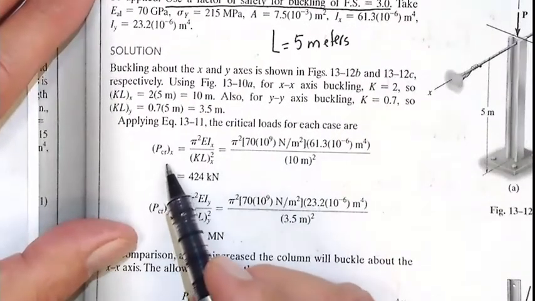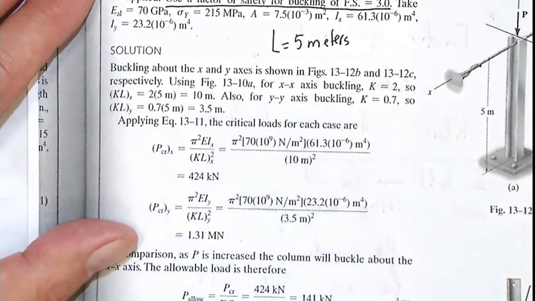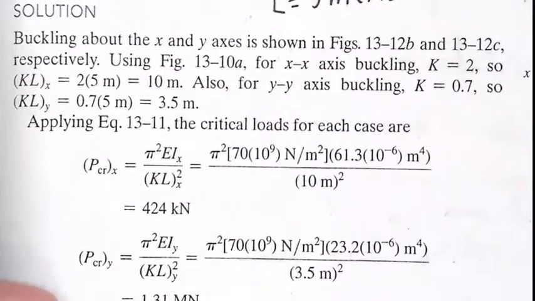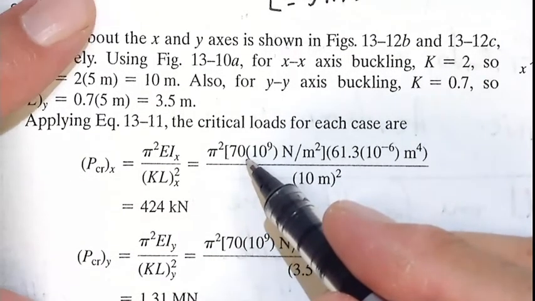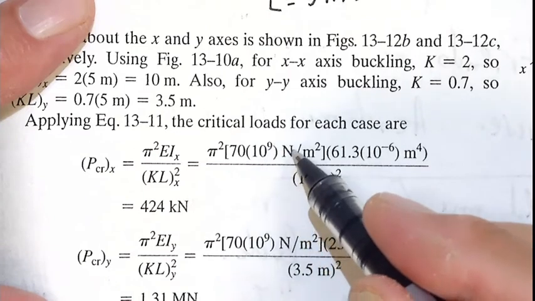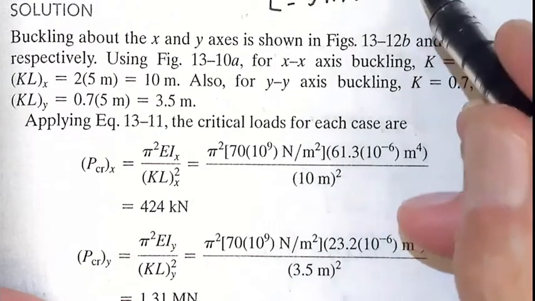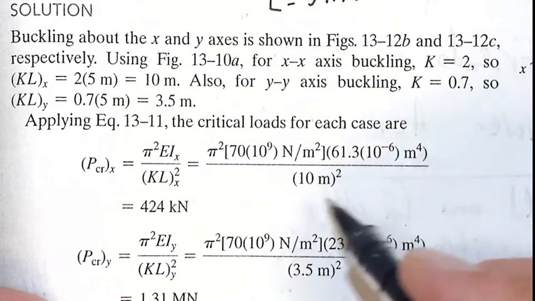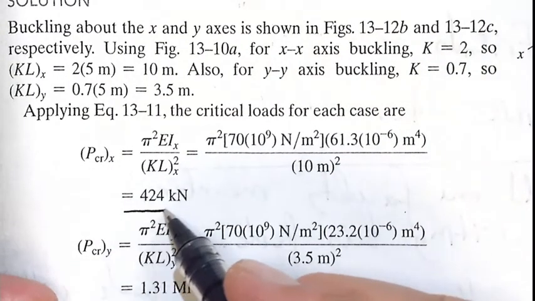So P critical x equals pi squared EIX over KLX squared equals pi squared 70. So we have gigapascals, 10 in power 9 Newton over meter squared. Then I have to multiply by Ix, 61.3, 10 in minus 6 meter in fourth power. Here KLX equals 2 times 5 equals 10 meters, squared. This gives me 424 kilonewtons.